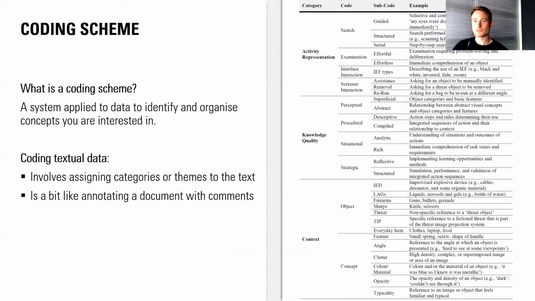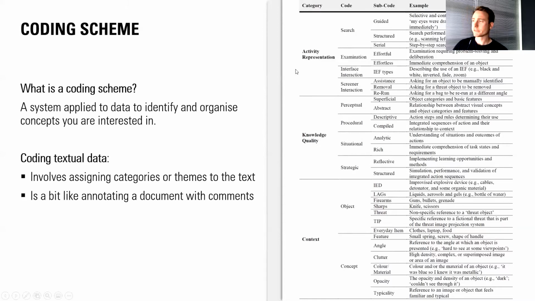All right, so first of all, what is a coding scheme? Well, a simple definition is that it's a system applied to data to identify and organize concepts that you're interested in. I've got an example of a coding scheme that I've done in the past over here, so we can see different categories, different concepts, themes, and then examples or descriptions of those. So these are the things that I was interested in analyzing in this research, regarding airport security was the context here.